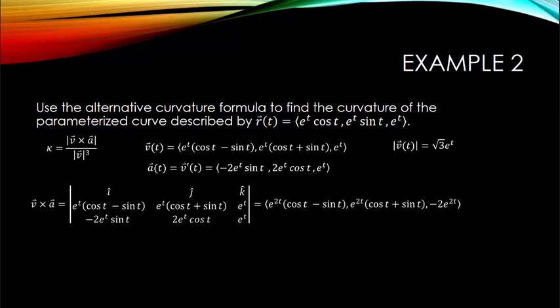I compute my cross product using the determinant of a 3 by 3 matrix, and I get a vector with the components e to the 2t times the quantity cosine t minus sine t, e to the 2t times the quantity cosine t plus sine t, and negative 2 e to the 2t. The magnitude of my cross product gives me square root of 6 times e to the 2t. My curvature is given by square root of 6 times e to the 2t over 3 square root of 3 e to the 3t. This reduces to the square root of 2 over 3 e to the t.